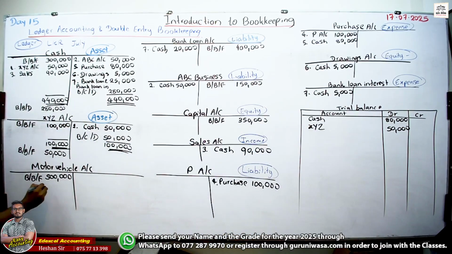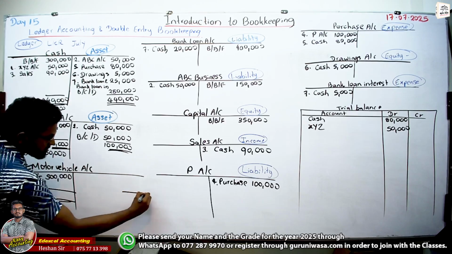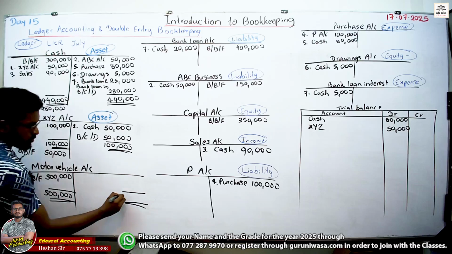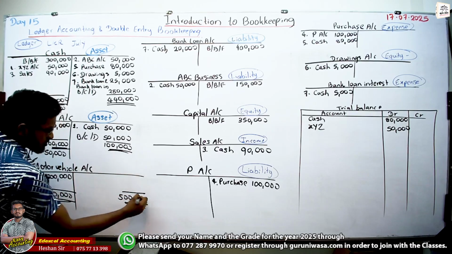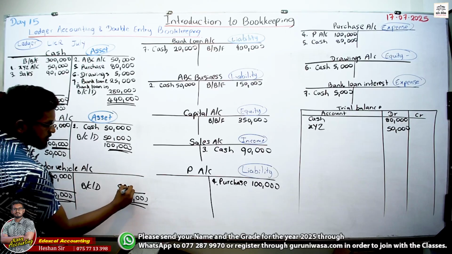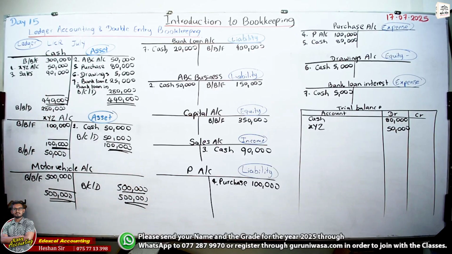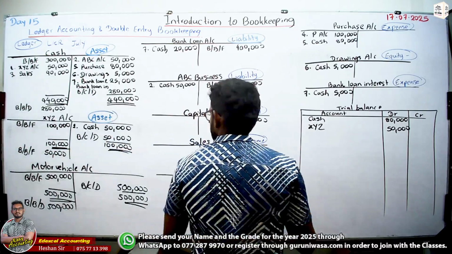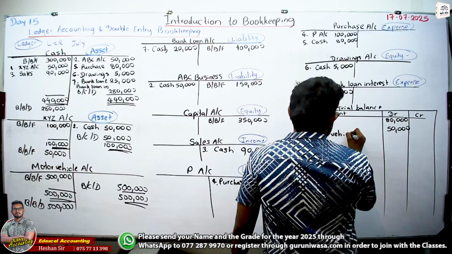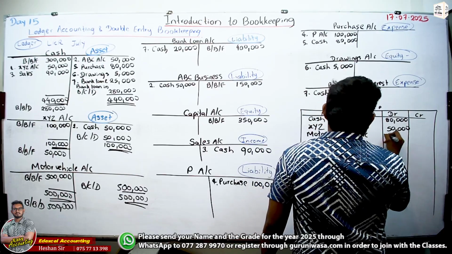When we balance the motor vehicle account, you can see the higher value side is the debit side, the lower value side is 0. So balance carried down 500,000. Balance brought down 500. This is motor vehicle, 500.